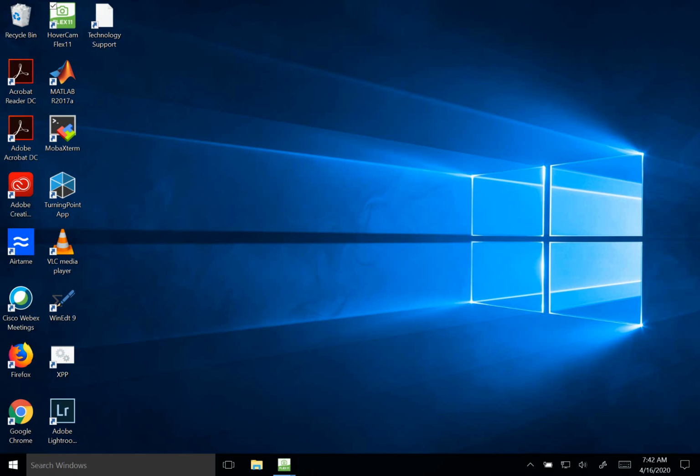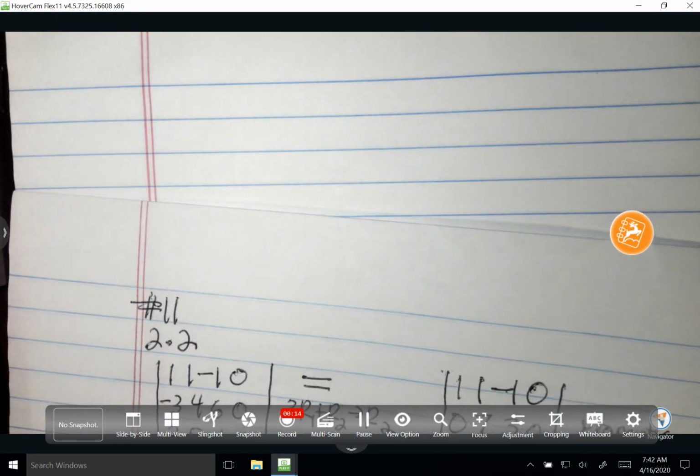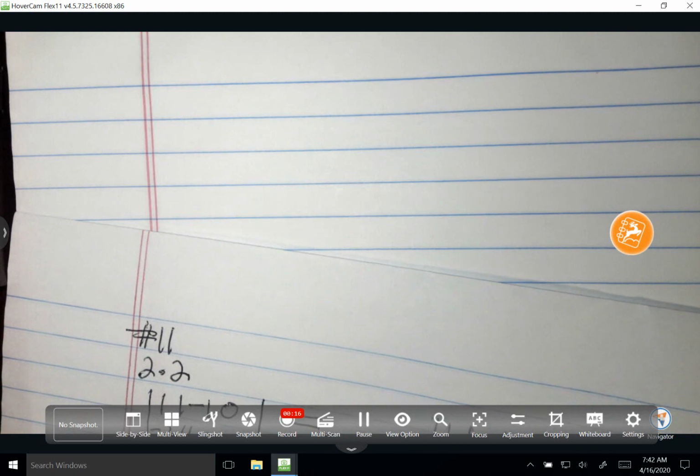Okay, so somebody asked a homework problem, so let's look at that and then start the next section. Make sure this thing is focused.